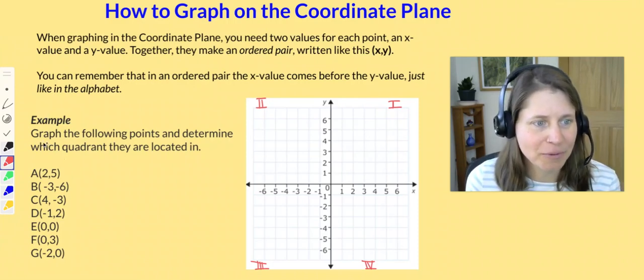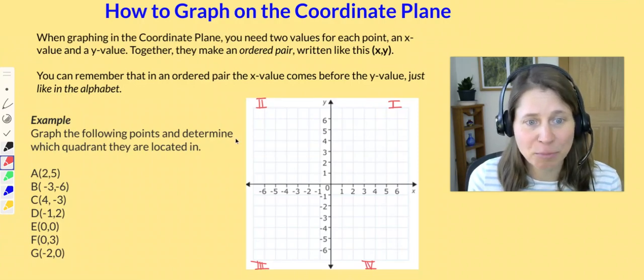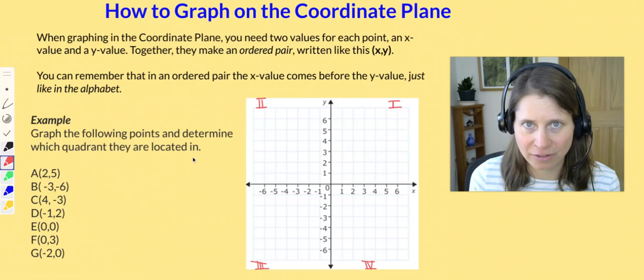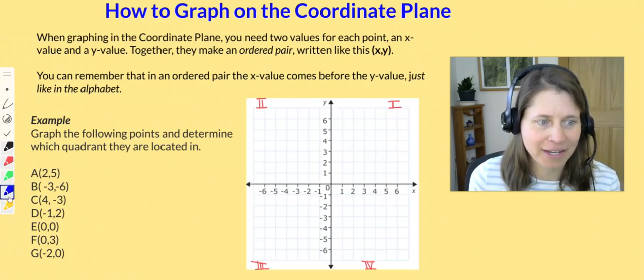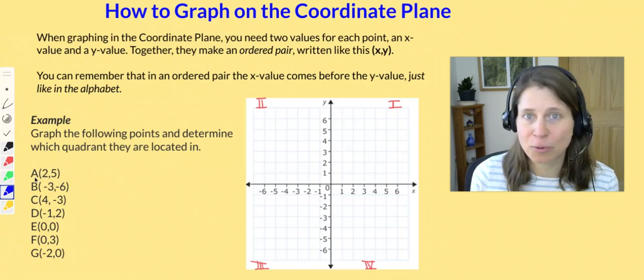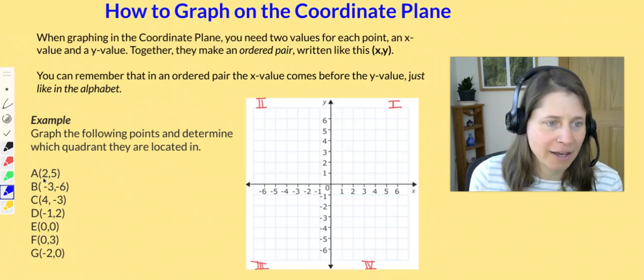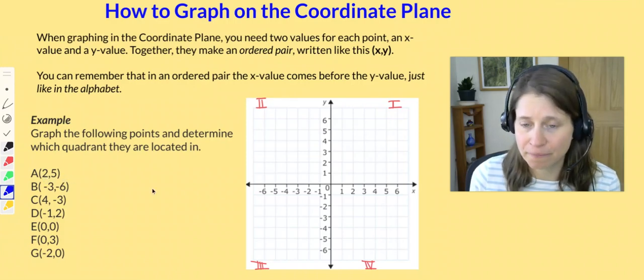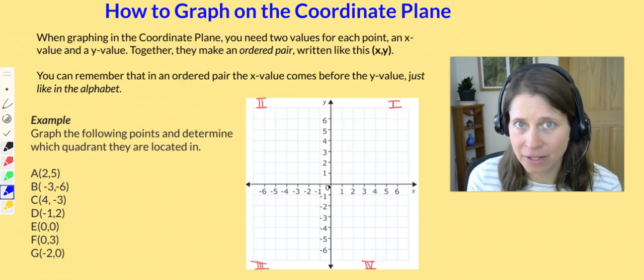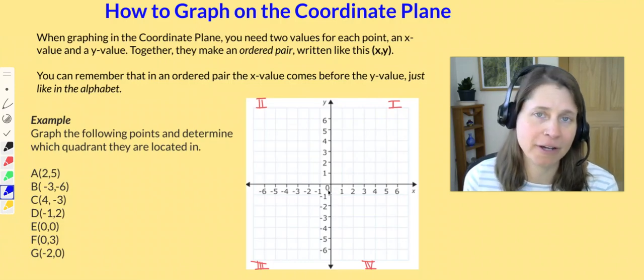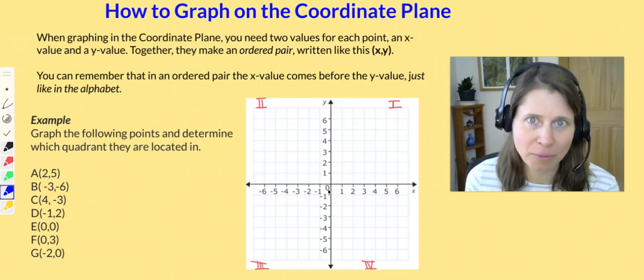So in this example, we're going to graph each point and then decide which quadrant they're located in. Okay, so are you ready? Let's go ahead and start with our first point A, which is (2, 5). And so first, typically, we're going to find our x value, and then we're going to go up or down to find our y value, and then plot the point.